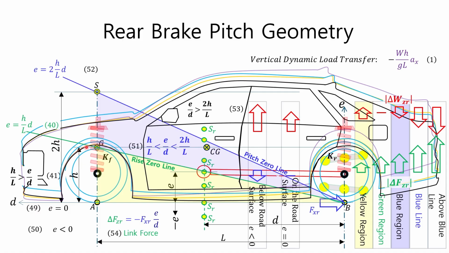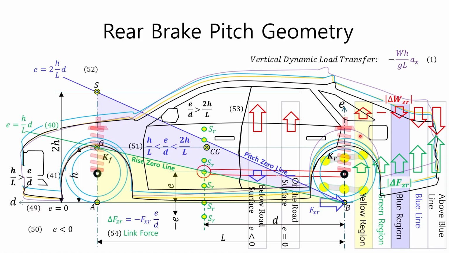If the virtual reaction point is located on the road surface, the height of the virtual reaction point is zero, so the link force is zero, and delta WZR acts as a tensioning force on the springs. In this case, the decrease in front ride height is equal in magnitude to the increase in rear ride height.